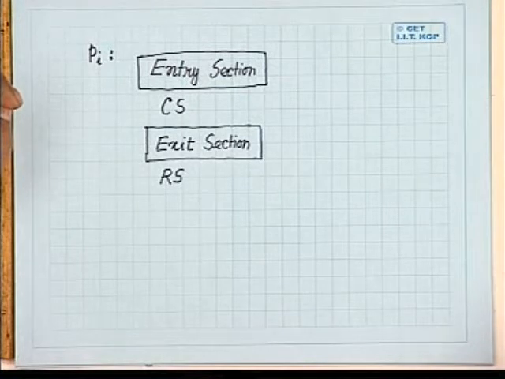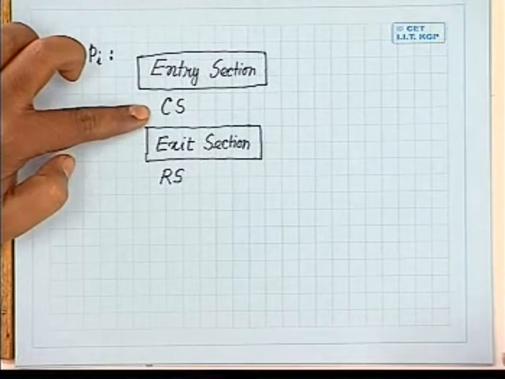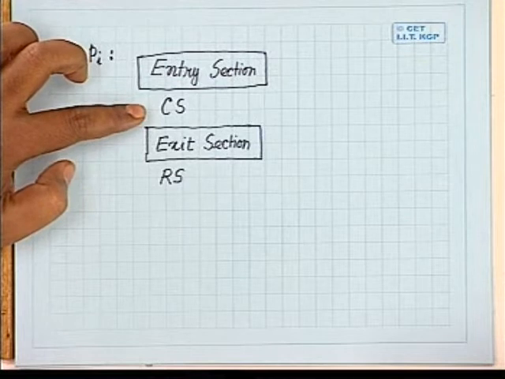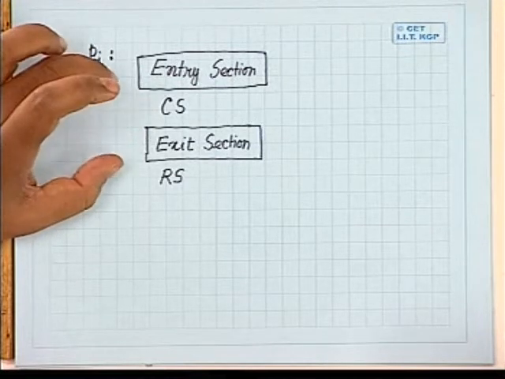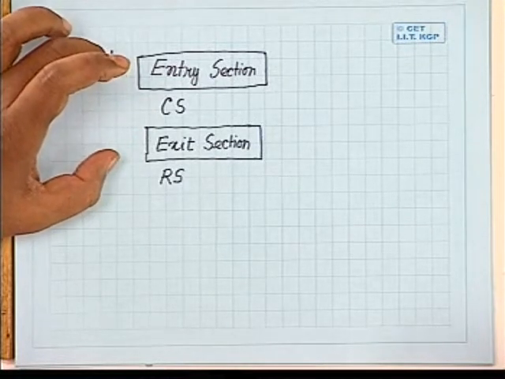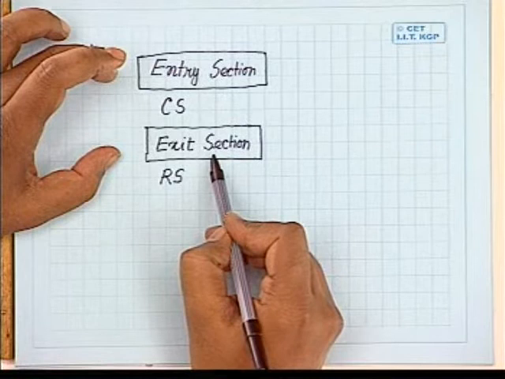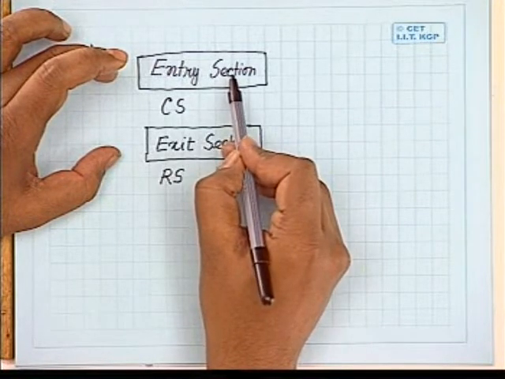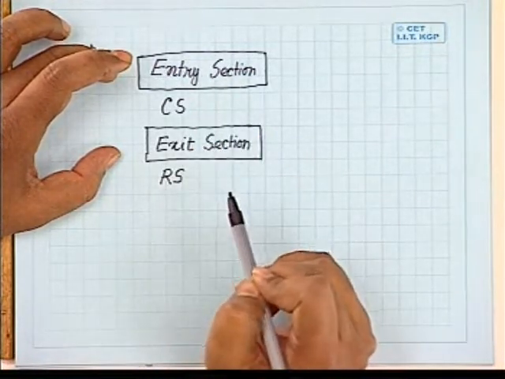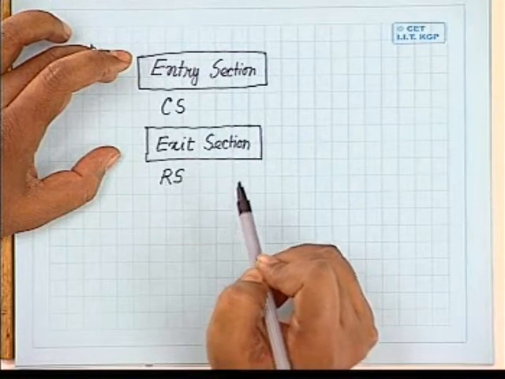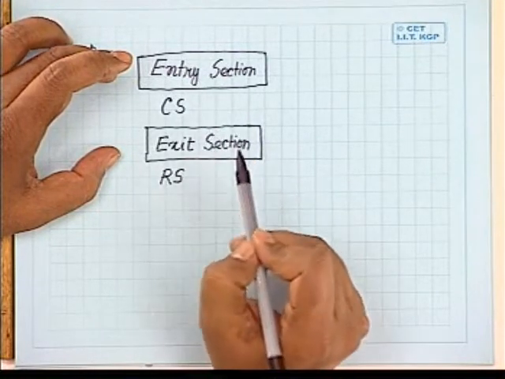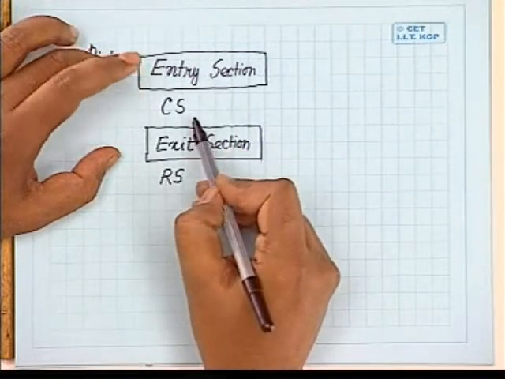So any process who wants to enter the critical section, or who has a critical section, must have two other additional sections of code. One is the entry section and one is the exit section. In the entry section, the decision has to be taken whether the process can enter the critical section, and also some locking mechanism has to be done if the process is given access to the critical section.